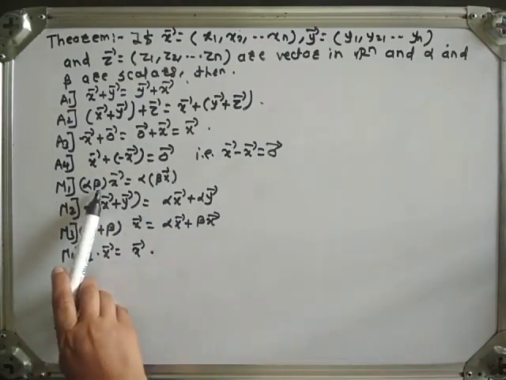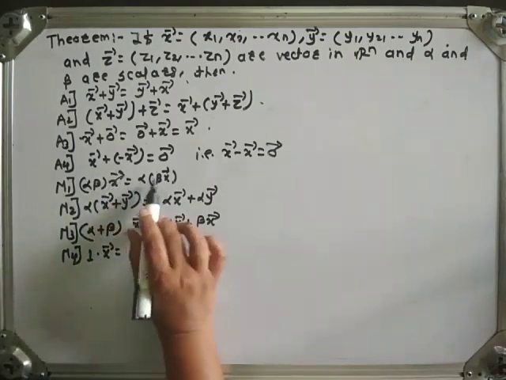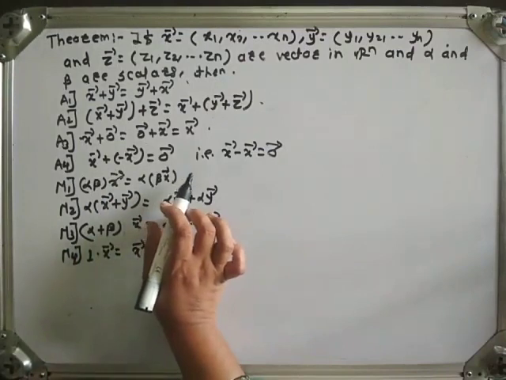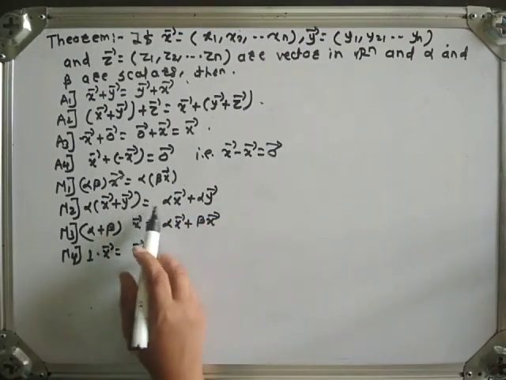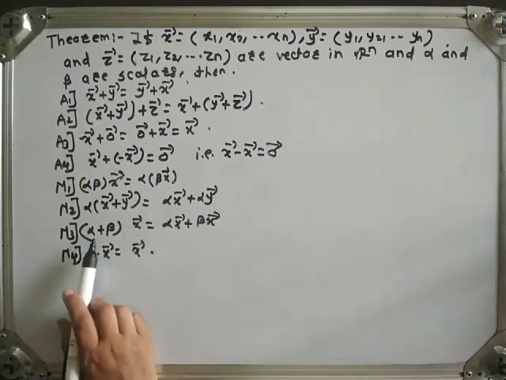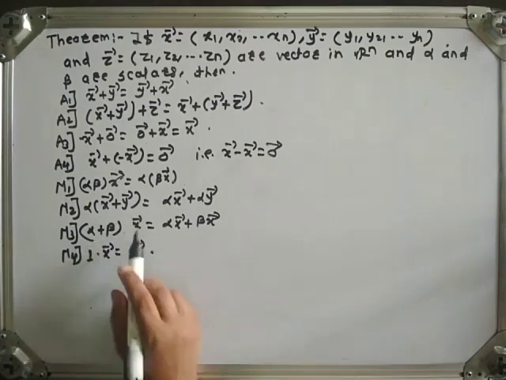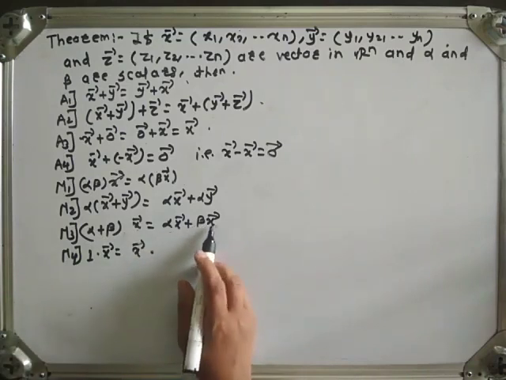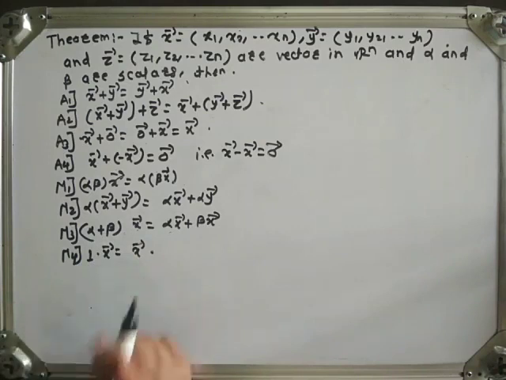Next property is alpha into beta into x bar, which is nothing but alpha in bracket beta into x bar. Next property is alpha into x bar plus y bar, which is equal to alpha into x bar plus alpha into y bar. Next is in bracket alpha plus beta into x bar is equal to alpha into x bar plus beta into x bar, and last is 1 into x bar is equal to x bar.